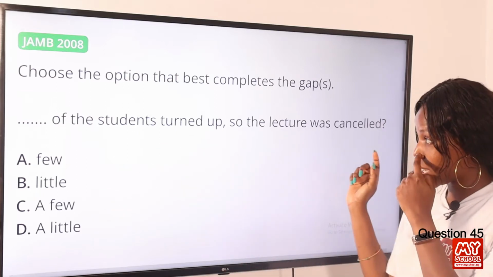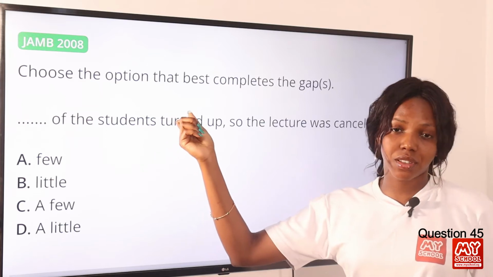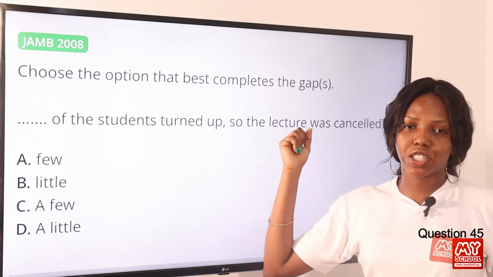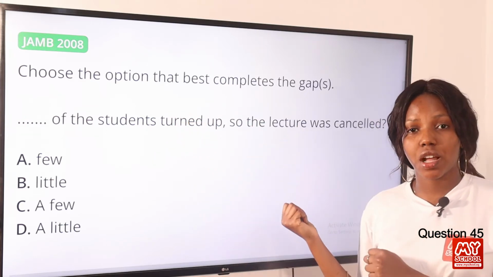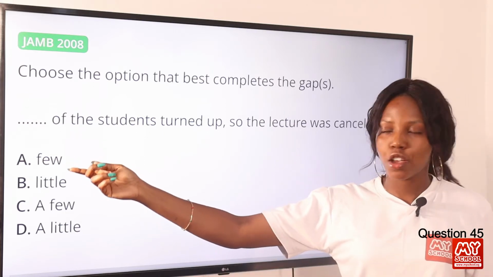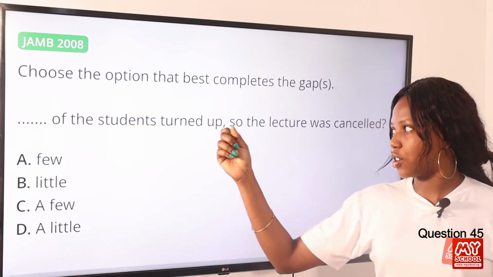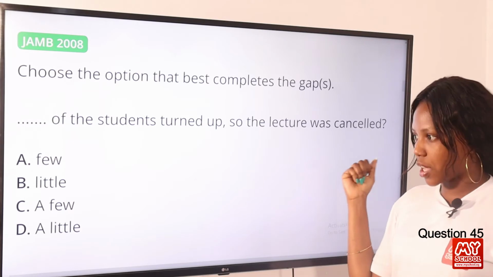Now, let's take a look at this context. The lecture was cancelled. Why? Because not many of the students turned up. So that's the only logical reason why a particular lecture will be cancelled, because not many of the students turned up. And so we have few, which means not many. So the answer to this question is option A, few. Few of the students turned up, so the lecture was cancelled.